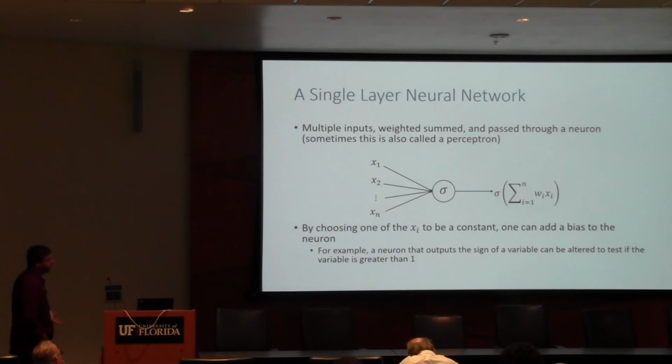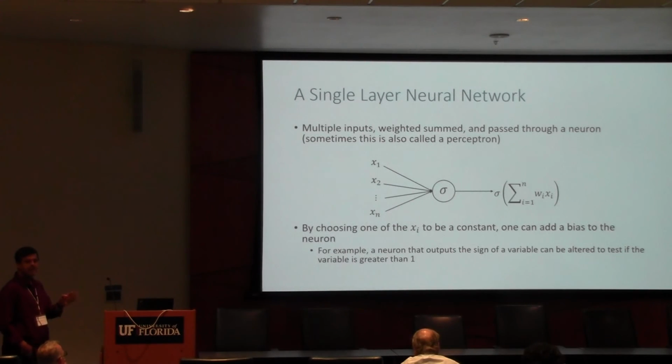The simplest form of a neural network is, instead of giving a scalar input, let's say you give it a vector input. Let's say the components of the vector are x1 through xn. The output is simply sigma of w transpose x. Okay, so the w's are called the weights. And one minor point which might be useful to note is if you set one of the xi's to be a constant, then it adds a bias.